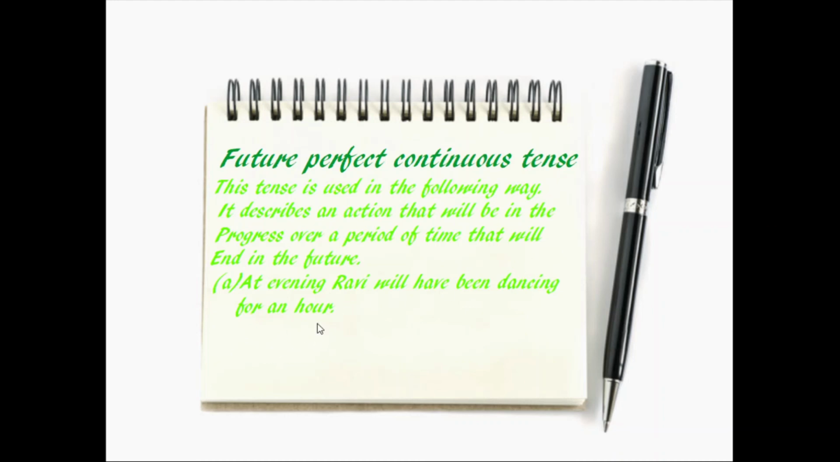So what is it describing? It describes an action that is in progress. Have been dancing. See, ing is there and it's progress only. Anyways, we understood it's progress only. So it describes an action that will be in progress and it is over a period of time also, for an hour, and it will end in the future also. After this hour it will end, right? So at evening Ravi will have been dancing for an hour.